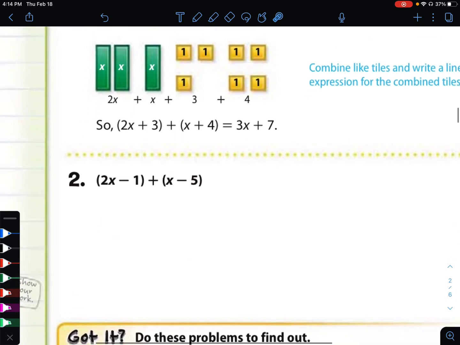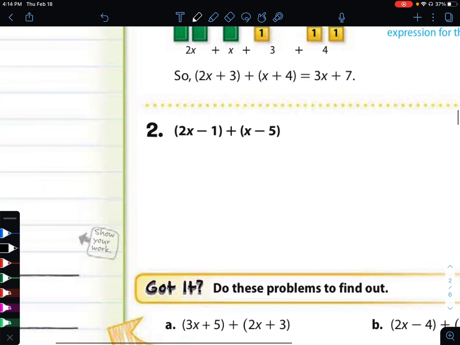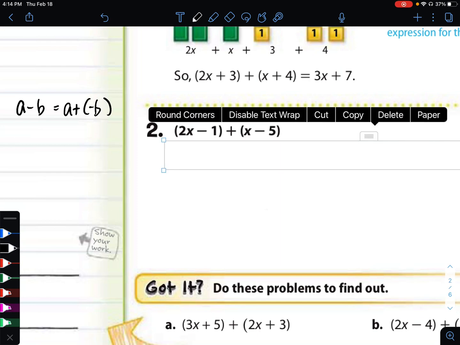Let's take a look at another example, example number 2. In example number 2, we are doing subtraction, so we need to incorporate the definition of subtraction. Again, let me refresh your memory. The definition of subtraction is simply when you have a minus b, it is the same as a plus negative b. Let's do that for number 2.